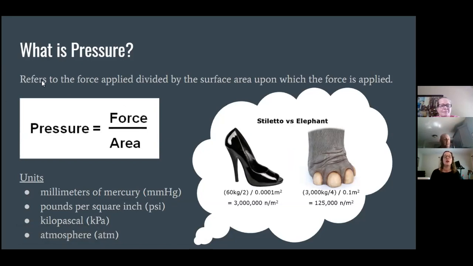This wordy definition is really easily understood by looking at this formula. All it is is the words to describe that mathematical relationship. So pressure equals the force divided by the surface area.